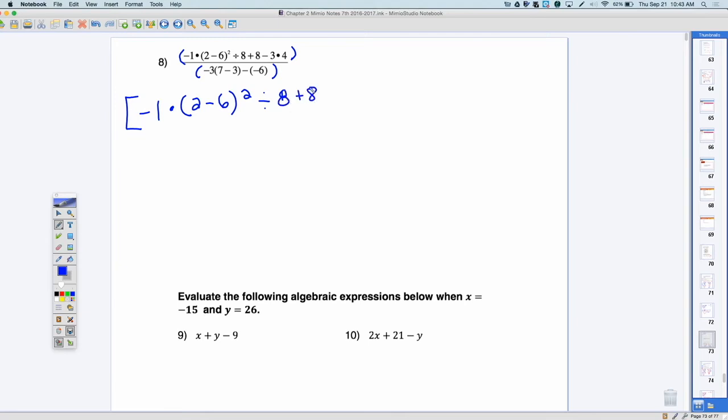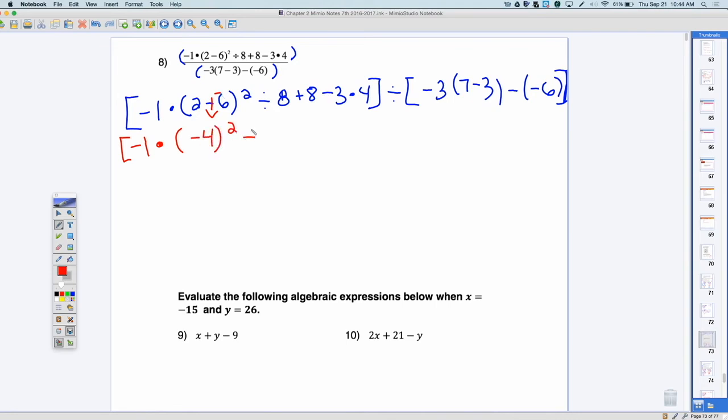So there's our numerator, and we're going to divide it by the denominator. Start by doing the left side, the numerator. We need to do everything in the numerator before we divide it by everything in the denominator. So -1 times, we do inside the parentheses first. We have to change it to add in the opposite, so we get 2 plus a -6 is -4, and that's to the second power. Divide by 8 plus 8. We can also do the 3 times 4 because it's separated by subtraction, which is 12.